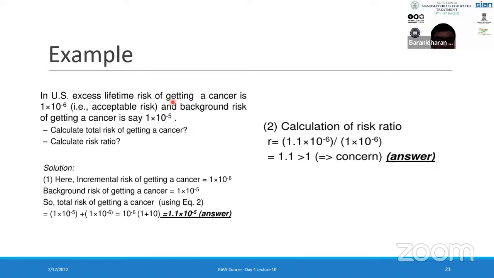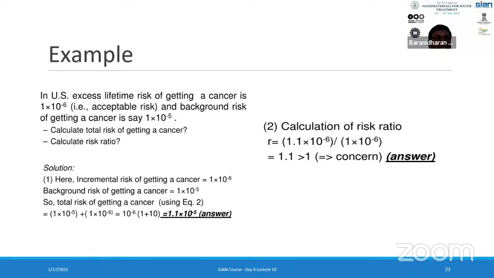In order to help us understand, let us take a simple problem. Assume that in the US, the lifetime risk of getting cancer is 1 into 10 power minus 6. This is the acceptable risk, in a lifetime. So you have a probability, and in that probability, 1 into 10 power minus 6. And the background risk of getting cancer is, say, about 10 power minus 5. So what will be the total risk, and what will be the risk ratio? If you combine the background and the acceptable risk, it is 1.1 into 10 power minus 5.